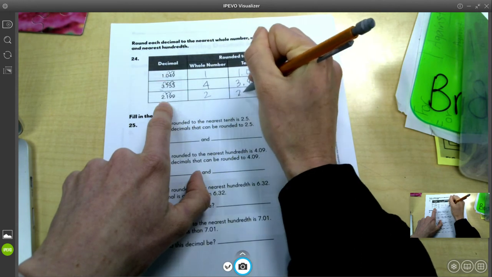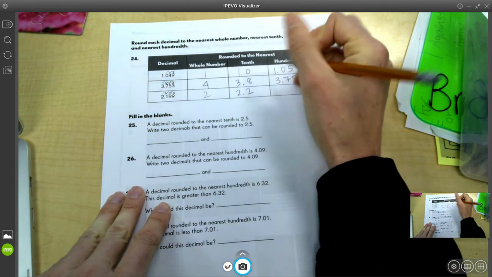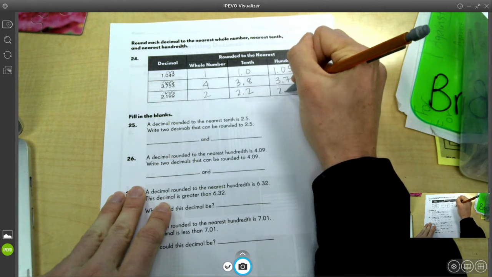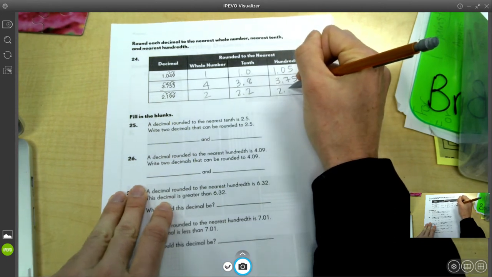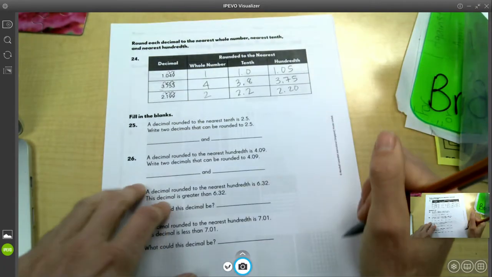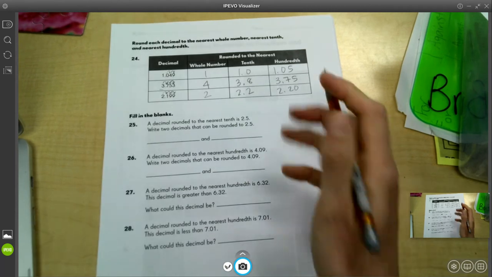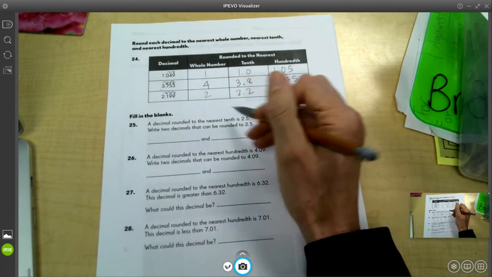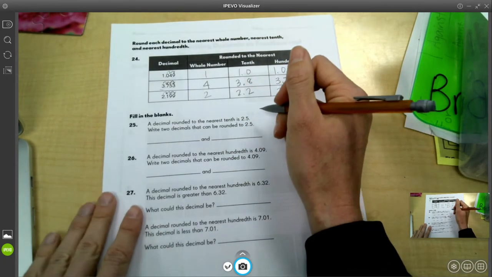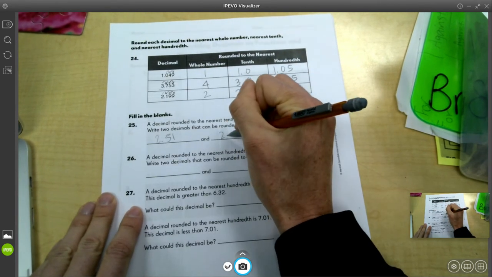9 is going to bump this up to 2.2. 19 to 20. Excellent. A decimal rounded to the nearest tenth is 2.5. Right, 2 decimals that being rounded to 2.5. We can do 2.51 and 2.49.